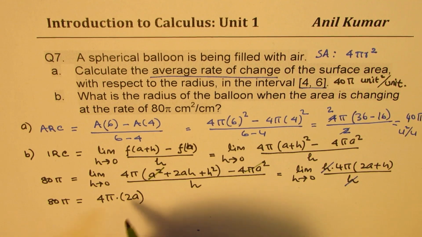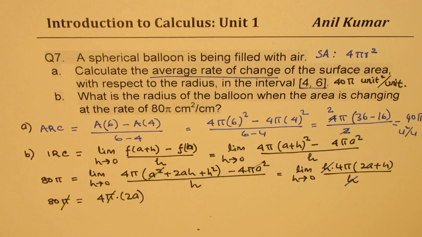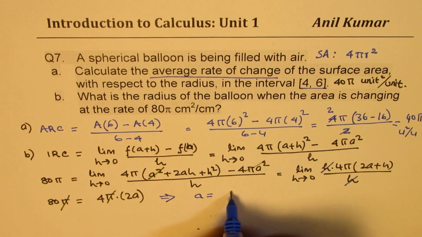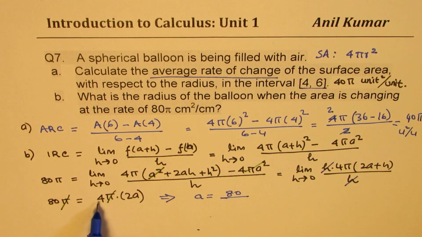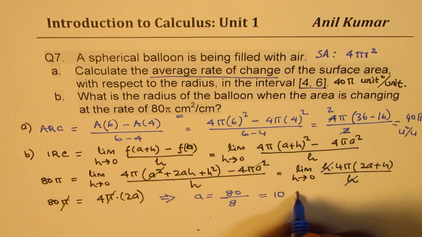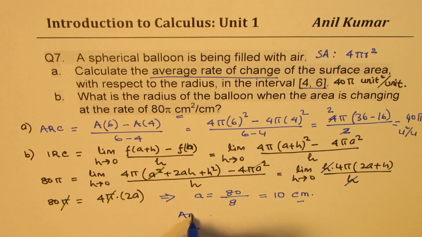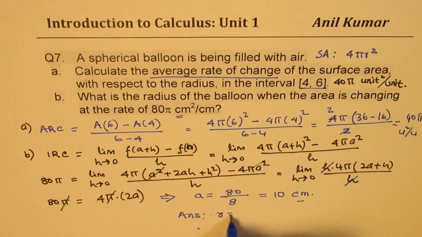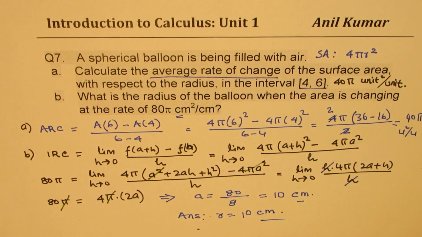Now solving this, we can find the value of a. Pi and pi cancel. So this implies that a is equal to 80 divided by 4 times 2, which is 8. Correct? So we get the answer as 10. And the units will be centimeters. So our answer here is that the radius of the balloon when the area is changing at the rate of 80 pi centimeters square is 10 centimeters. Is that clear? So that is how you should be solving it.